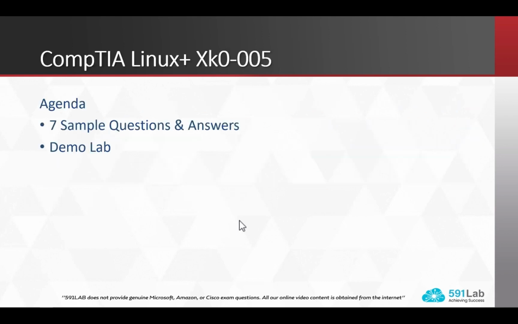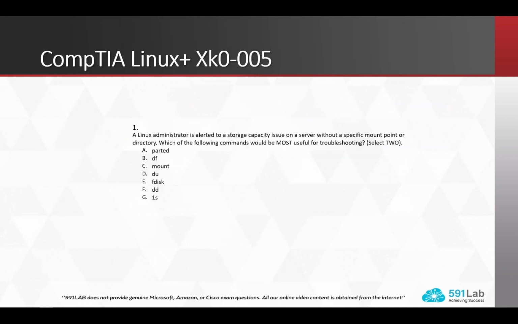In today's episode, we're going to take a look at 7 sample questions and answers, and then we're going to do a demo lab. Our first question, a Linux administrator is alerted to a storage capacity issue on a server without a specific mount point or directory. Which of the following commands would be most useful for troubleshooting? We need to select two options here, and the correct answer is B and C.